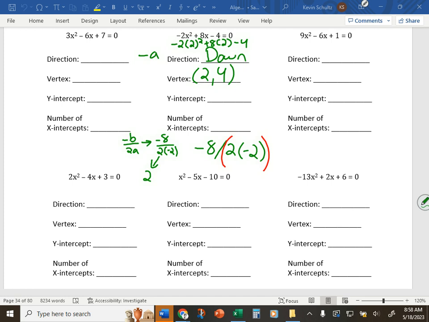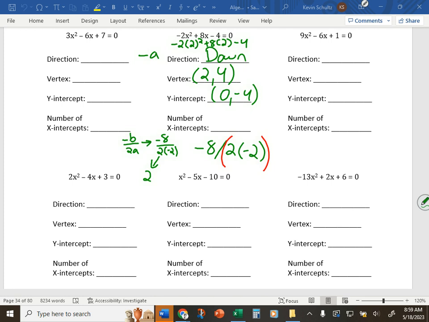So (2, 4) is the vertex. Again, anyone need to talk about how we get that? We're good. Okay, what's the y-intercept? (0, -4). We get that from the c value. Don't forget that negative sign is included.